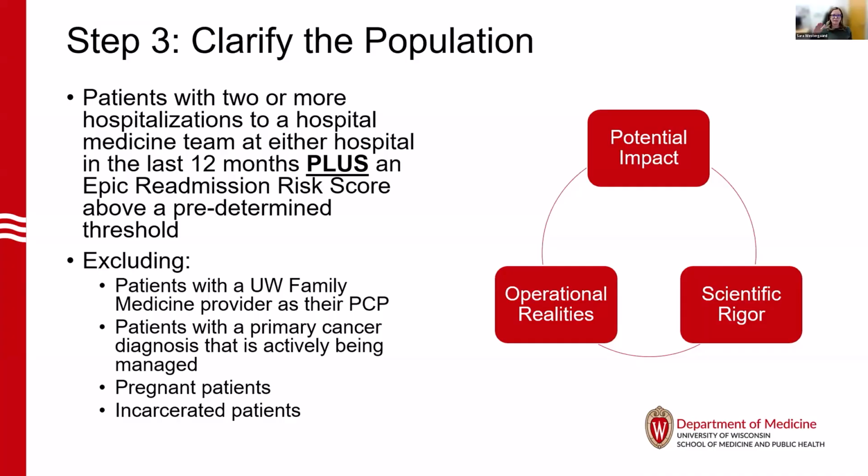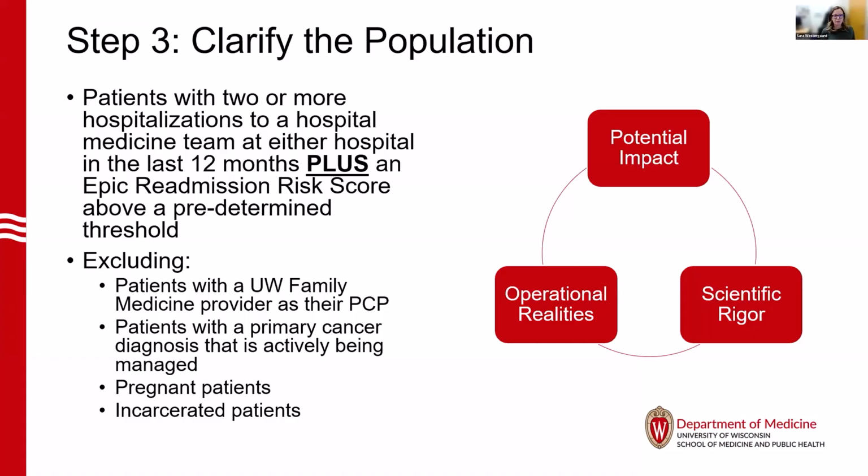And so using that to help us titrate the patients that we would include on this team. I've listed some of the exclusion criteria below. The two that I want to touch on are that we opted to exclude patients who had a UW family medicine provider as their PCP, our reason being that family medicine has their own inpatient service at UW, and so they are preferentially admitting their outpatients to that team.